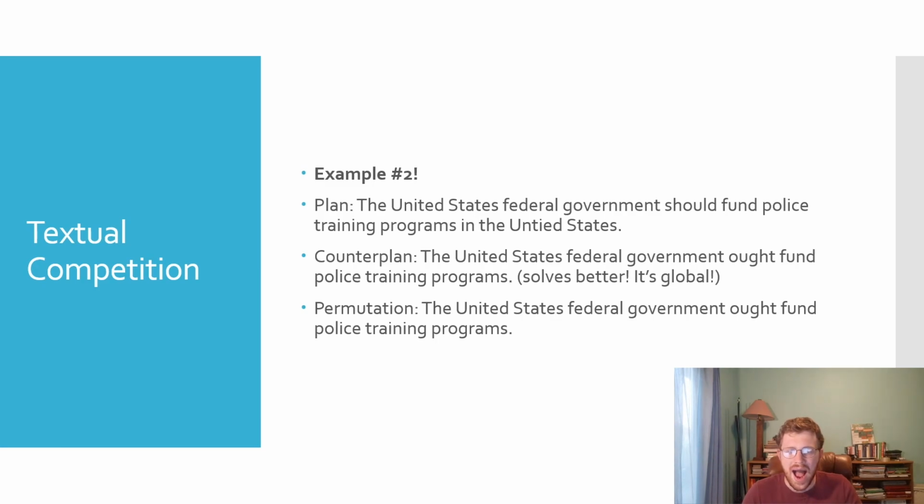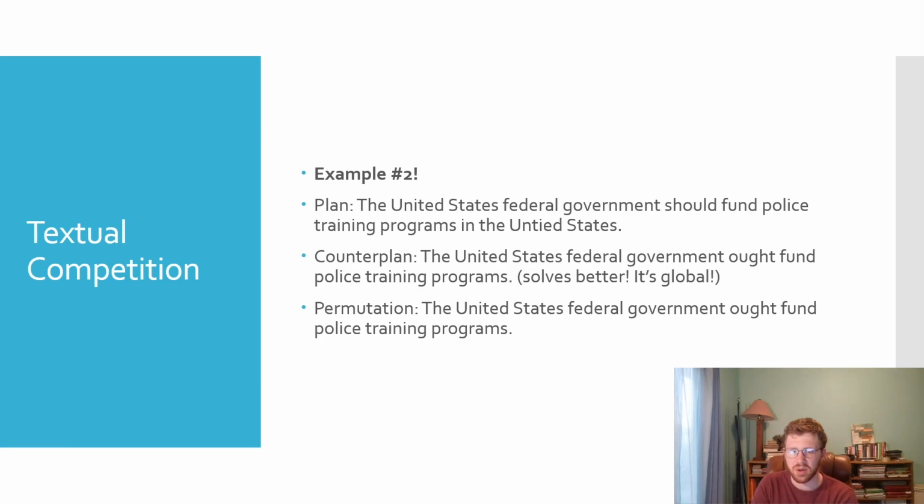So, how could we craft a persuasive and legitimate permutation? Well, one way that textual competition allows us to craft permutations is to play Scrabble. So basically, all we have to do is arrive at the meaning of the counterplan by rearranging words in the plan. So here, we have to get rid of the words "in the United States" as a modifier for police training programs somehow, because we have to arrive at funding those globally. So my proposal is the following permutation.